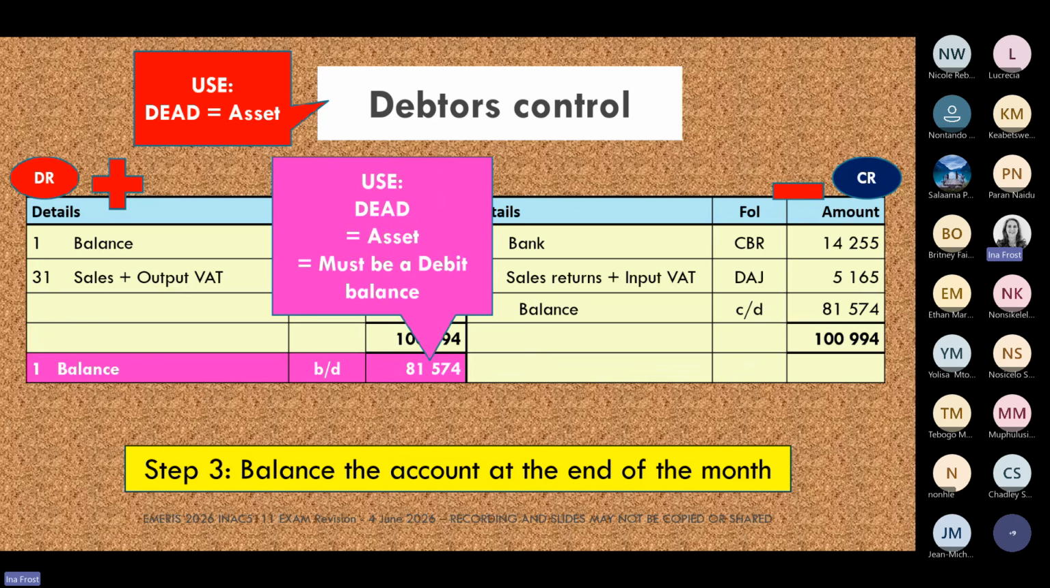So when you're in the exam, you should actually do a little test on yourself. If you were asked to do a debtors control account and all of a sudden your control account has got a credit balance, then that should be like a warning bell for you to say, oh, hang on, maybe I've done something wrong here. Maybe I've put my entries on the wrong side of the account, because a debtors control account must always have a debit balance.